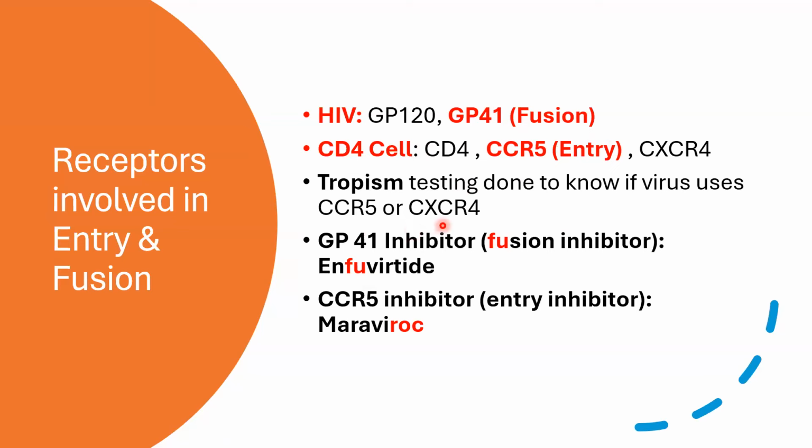That's why we need to do tropism testing, okay? Because let's say the HIV virus, this specific strain in this person, uses CXCR4 to enter the host cell. That means giving the drug that works on CCR5 will be useless, right? That's why we need to know. So, what are the two drugs you need to know?